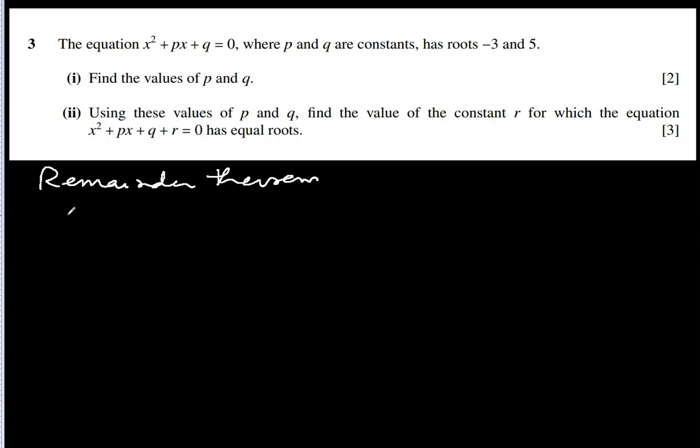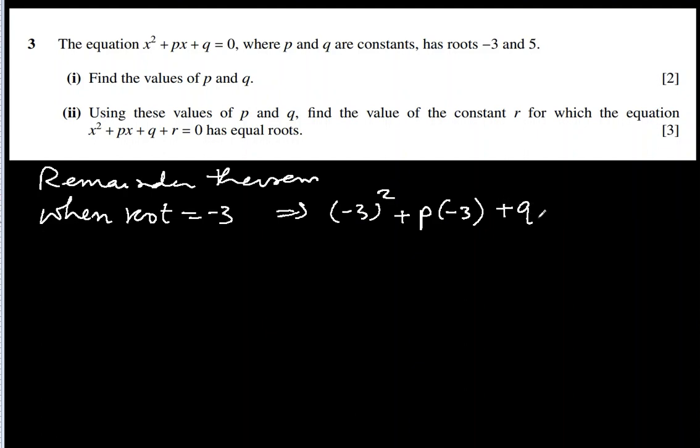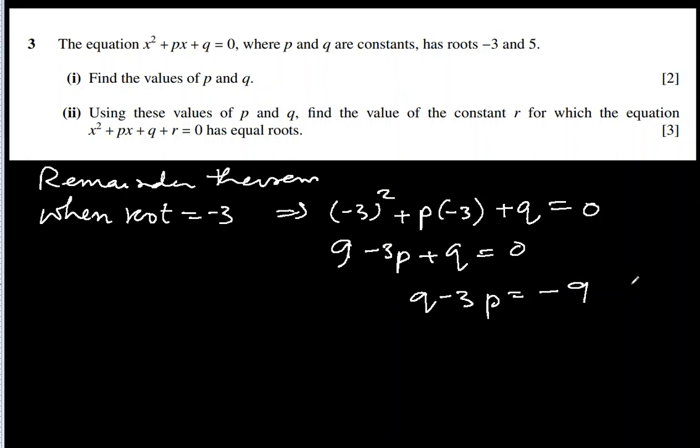0 value. So let me do this. So when root is minus 3, what do we get? If I substitute in the main equation here, minus 3 square plus p times minus 3 plus q equal to 0. So it becomes 9 minus 3p plus q equal to 0, and that gives you an equation. q minus 3p equal to minus 9. I rearranged it. This is equation number 1.